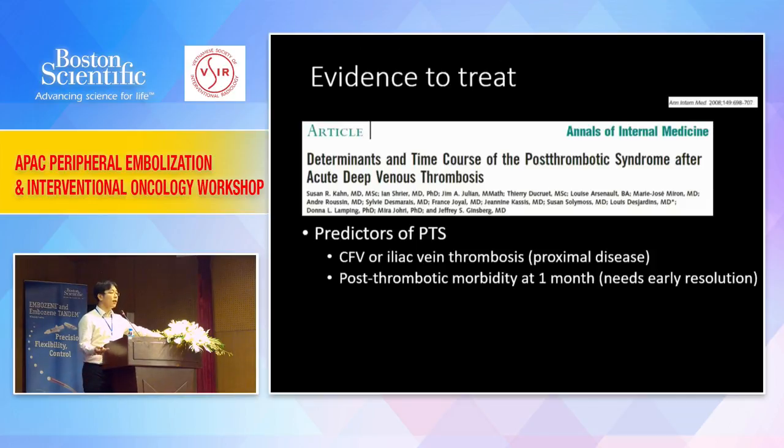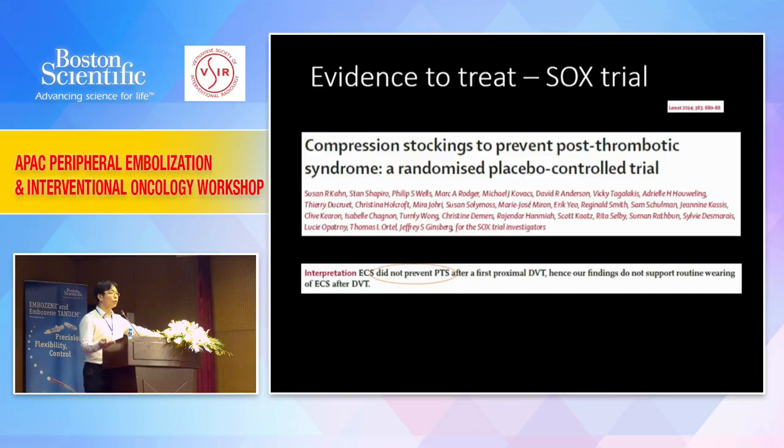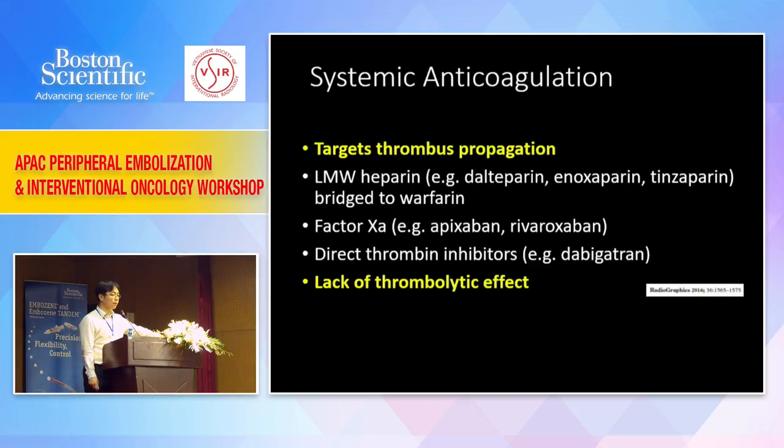So what is the evidence to treat? The evidence to treat is that if you have early resolution, the morbidity at 1 month is actually quite low. But what we also know is that extrinsic compression stockings do not work, right? So for a situation where your hematologist or your vascular surgeon says we can just go ahead and put on extrinsic compression, it has been shown not to work.